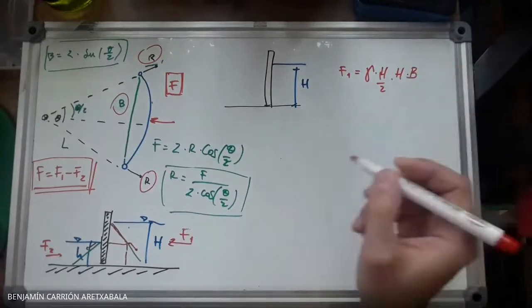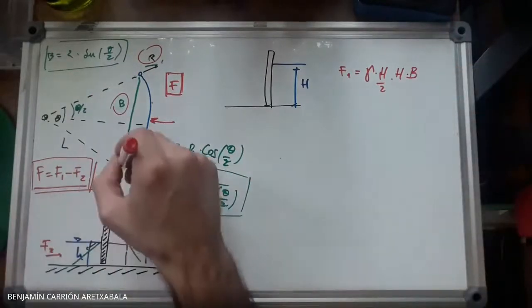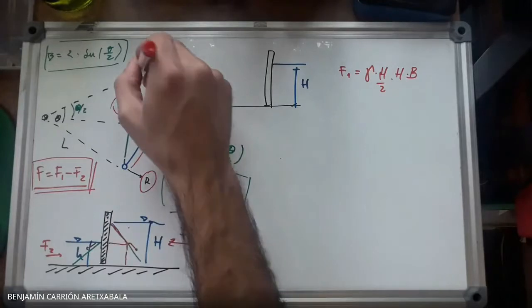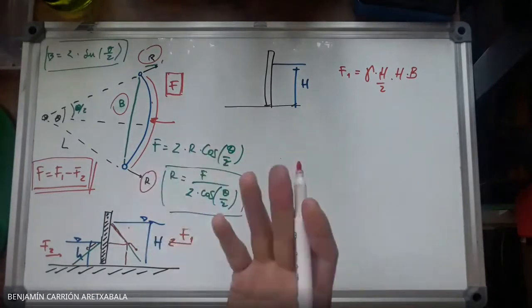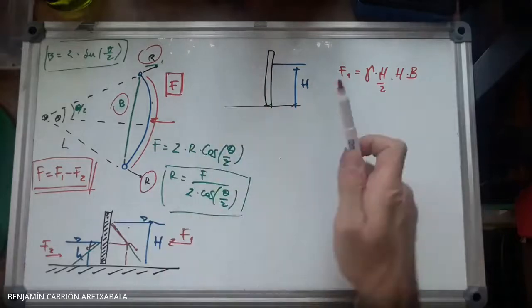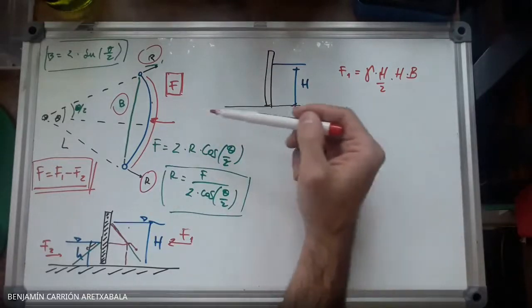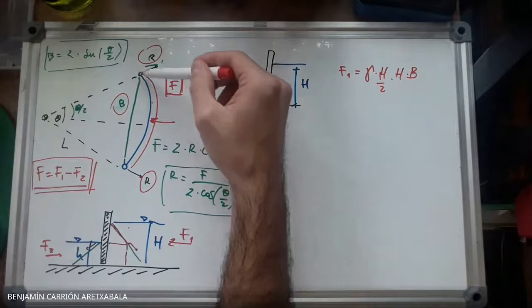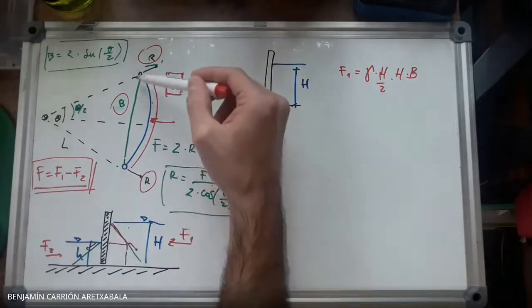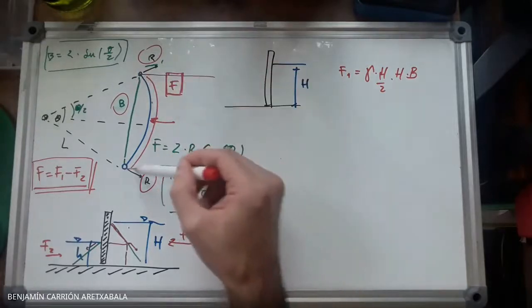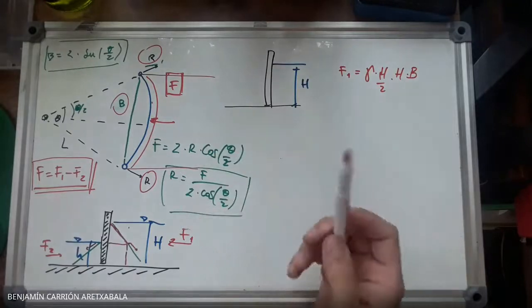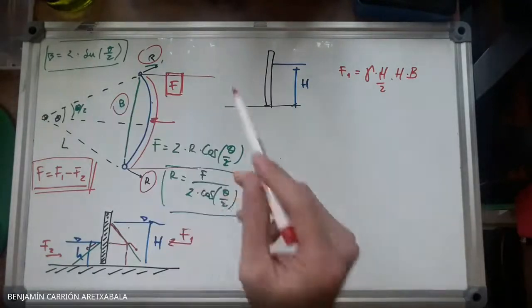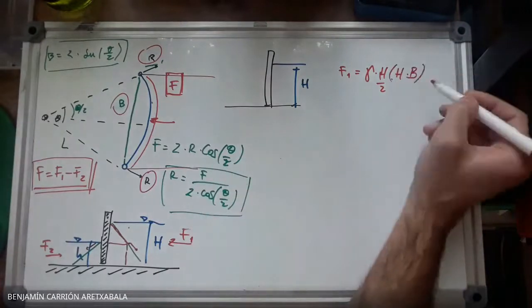Why B and not this area? Well, because it only matters the projected area. So if you look at this gate from this point, you don't see all this area. You only see the projected one, which is this, right? The projected distance. So B times H is the projected area.